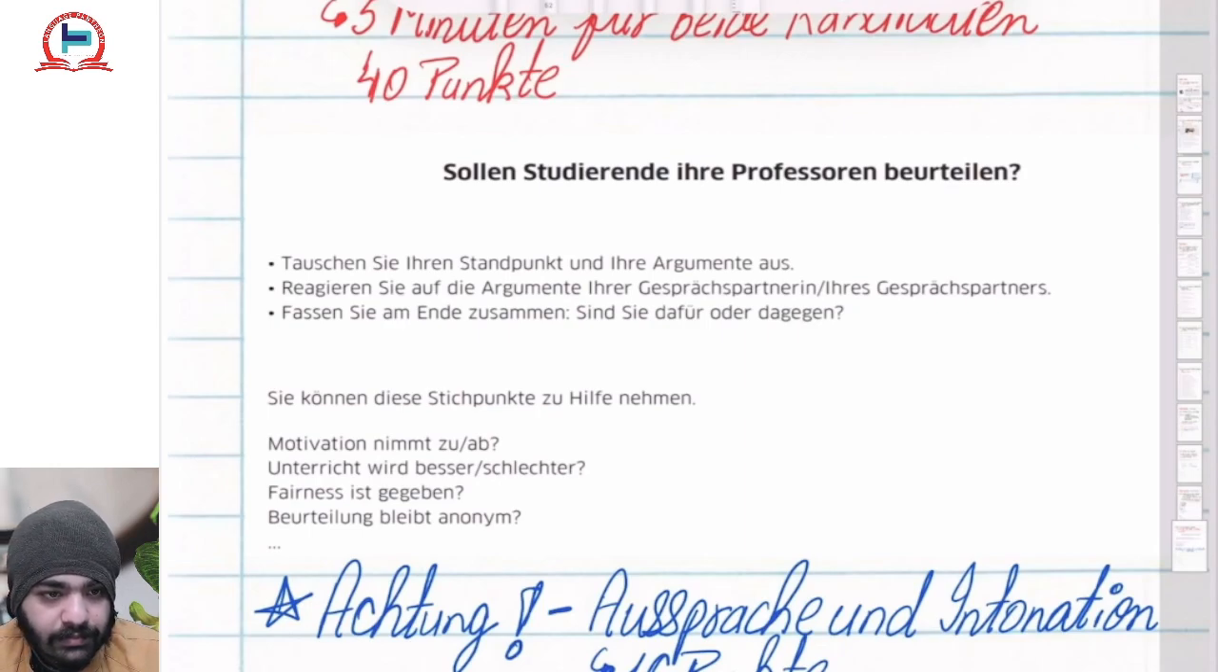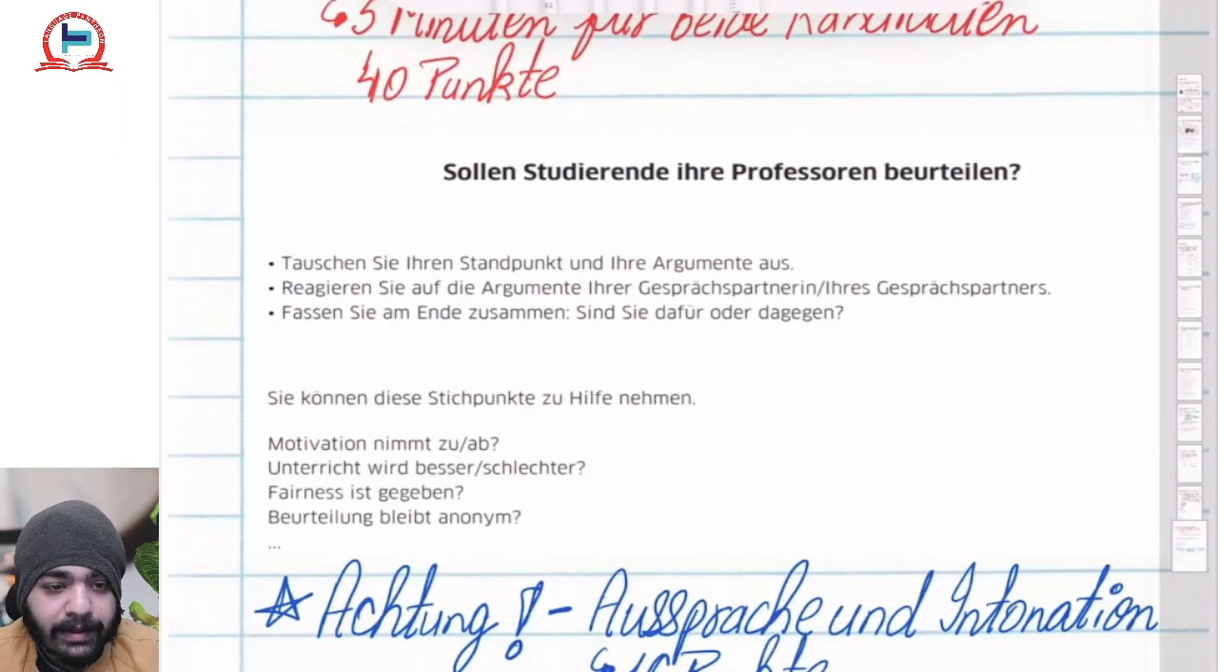Okay. So again, Nummer 1, tauschen Sie Ihren Standpunkt und Ihre Argumente aus. You have to, first of all, explain what is your point of view regarding this thing. You give your arguments about it. Reagieren Sie auf die Argumente Ihrer Gesprächspartnerin oder Ihres Gesprächspartners. You have to react to what your partner says. Very important. And at the end, passen Sie am Ende zusammen. Sind Sie dafür oder dagegen? You have to summarize at the end. Are you in favor of it or against it?